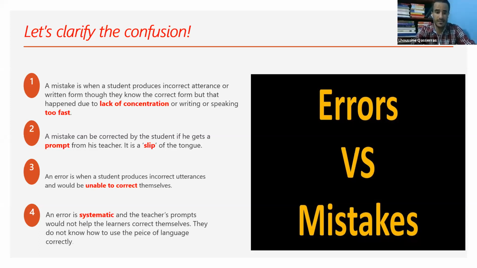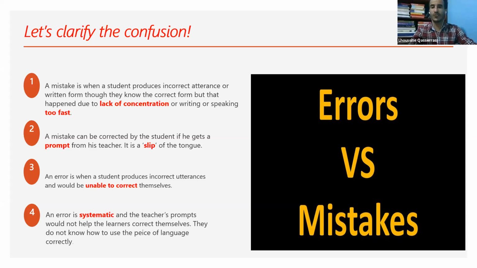Now, errors. An error is when a student produces incorrect utterances and is unable to correct them. He cannot correct himself. She cannot correct herself. It's systematic. An error is systematic and the teacher's prompts wouldn't help the learners correct themselves. They do not know how to use the piece of language correctly. Some of you said they don't know the rule. You are right. Yes, they don't know the structure.